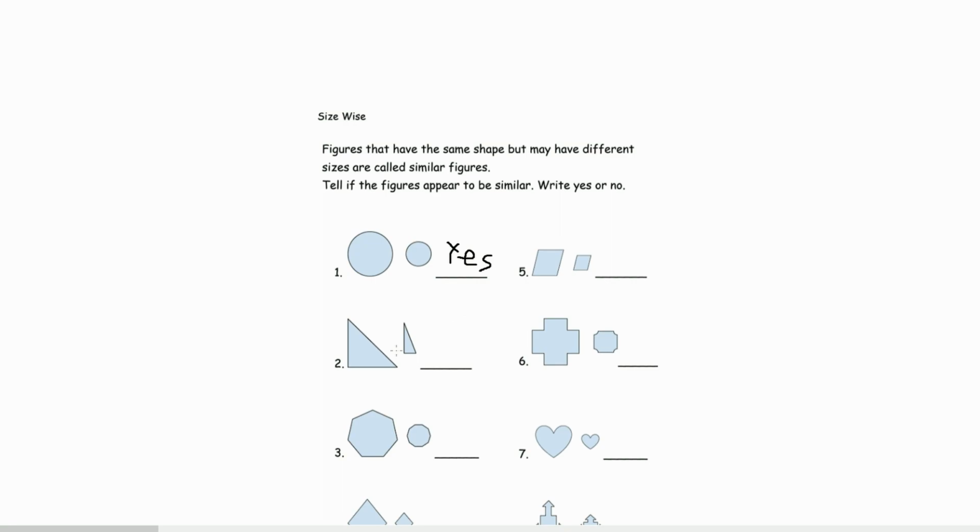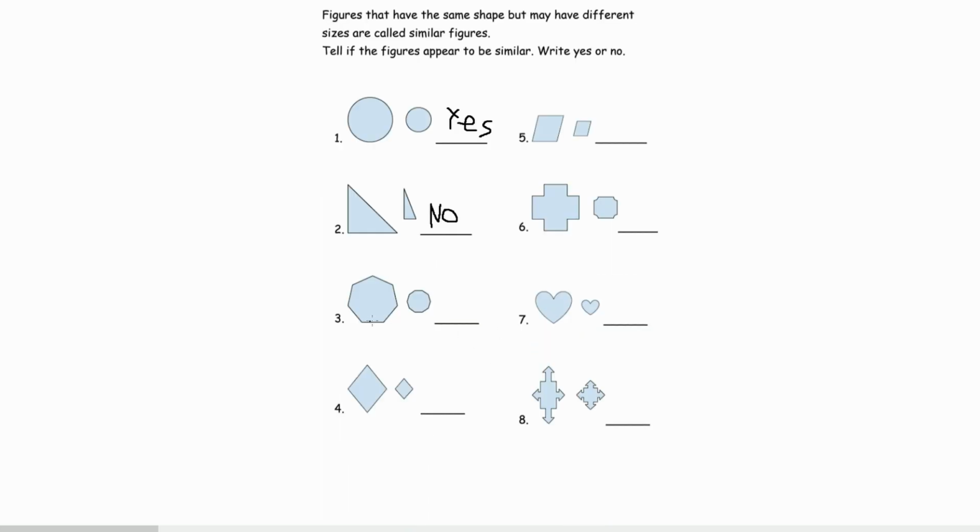Number two, we could see that this line is similar to that line and that line. But for the little shape right here, that line on the left side isn't similar to the line on the bottom. So this is a no. It is not a similar figure.